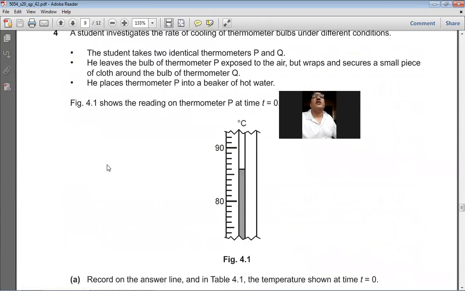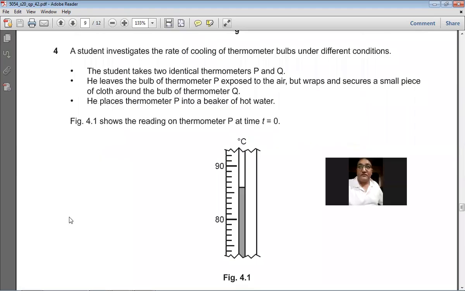The next question coming up on your screen is question number 4. A student investigates the rate of cooling of thermometer bulbs under different conditions. The student takes two identical thermometers P and Q. He leaves the bulb of thermometer P exposed to the air, but wraps and secures a small piece of cloth around the bulb of thermometer Q. He places thermometer P into a beaker of hot water. Figure 4.1 shows the reading on thermometer P at time t equals 0.